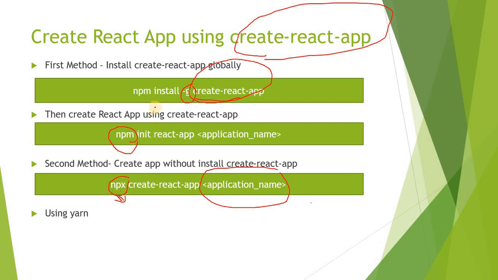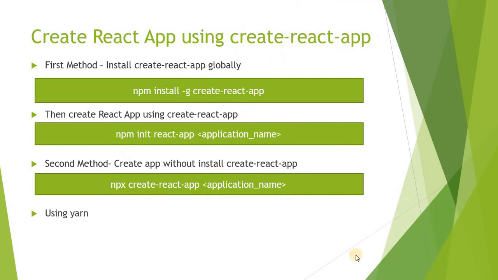So npm first installs the particular package in your machine. After that, with this template you can create your React application. But if you don't want to install it globally and you want to create your application directly, then with npx you can directly create your React application without installing create React app.